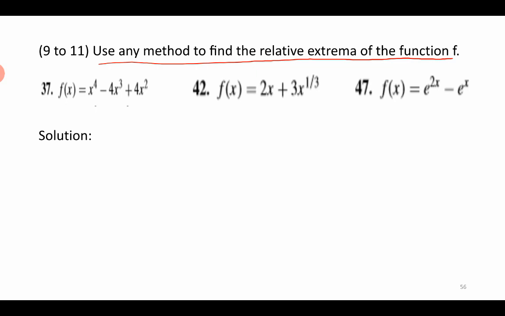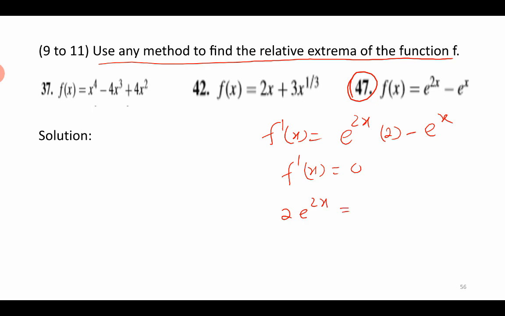One more problem I will solve. Let me solve 47. Which method is good? Any method. So let's use the second derivative method. F prime of x: differentiate it, you will get e raised to 2x, and then differentiate 2x, you will get 2, minus e power x. Take it to 0, you will get f dash of x equal to 0. This is 2 into e power 2x is equal to e power x.